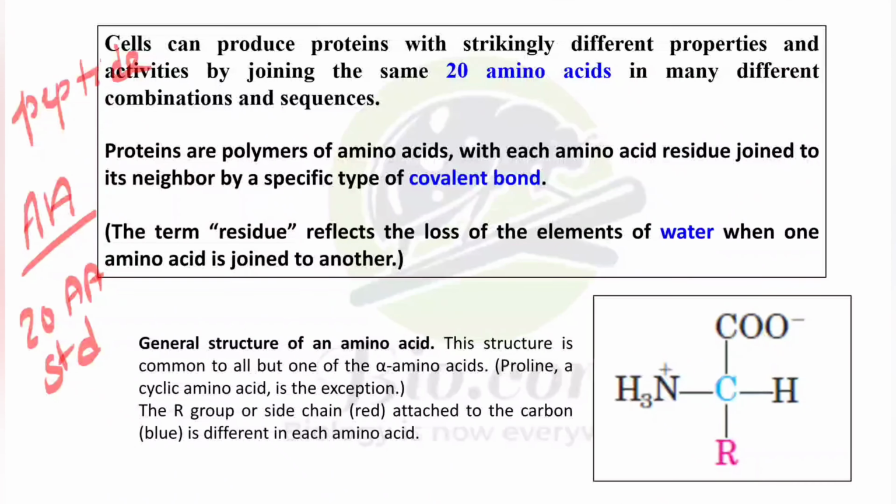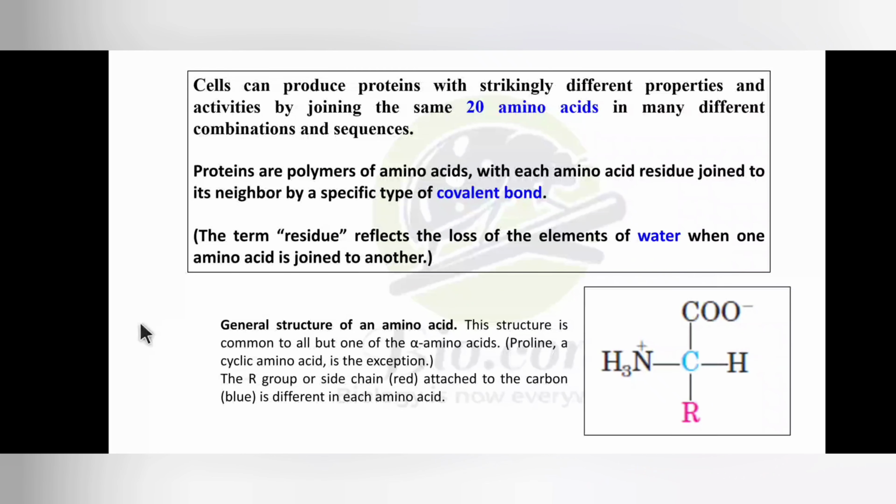So this is the one part. Now what is a residue? Many times we refer to the amino acid residue.